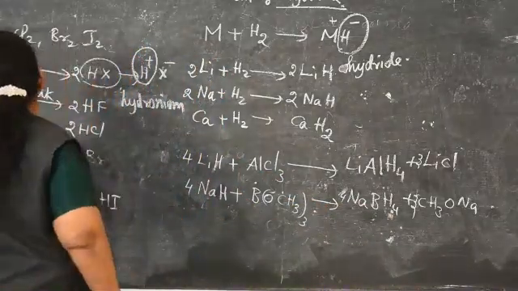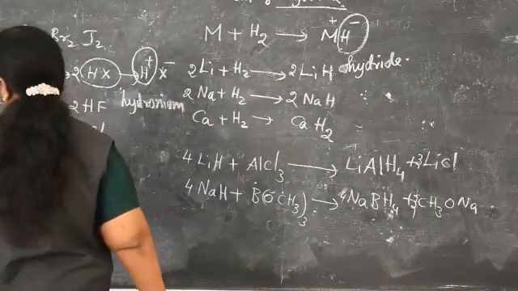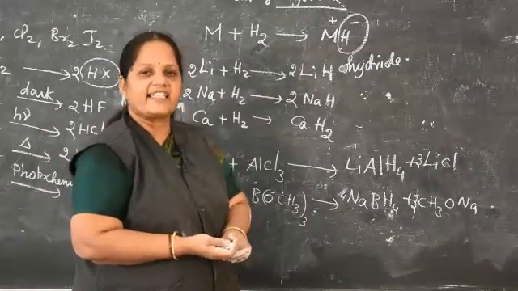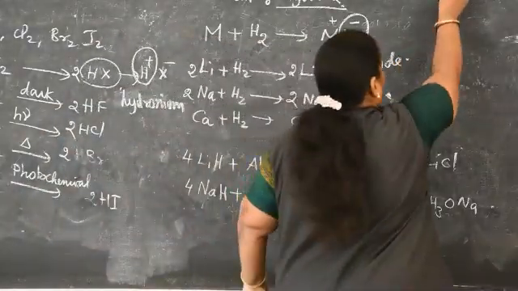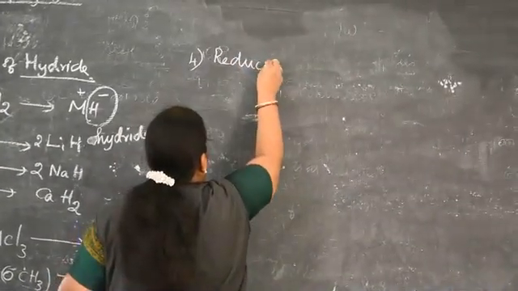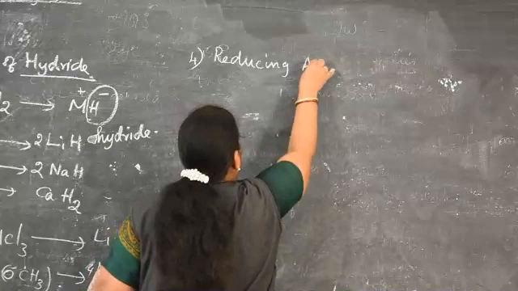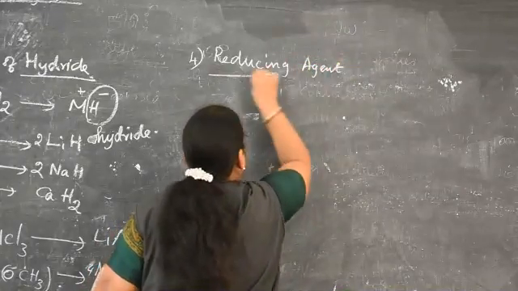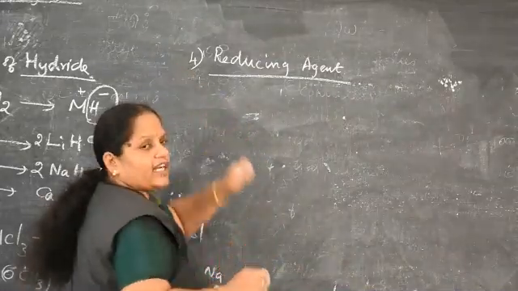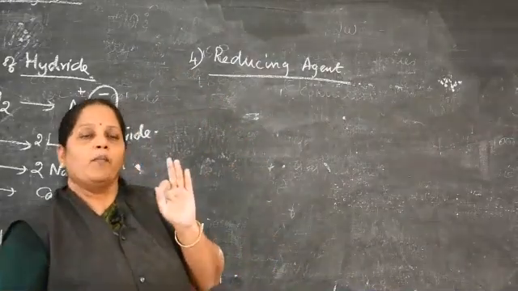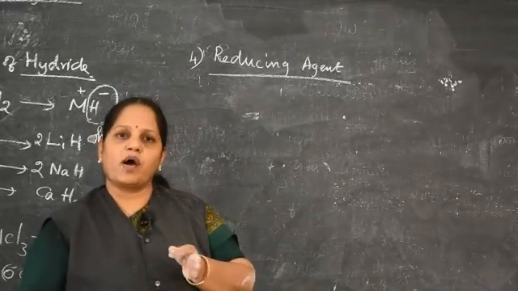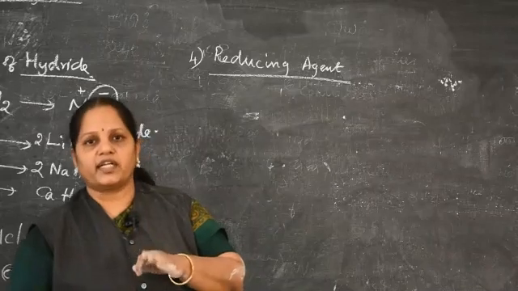Okay, next we discuss the next property. It also acts as a reducing agent. The fourth property of hydrogen: it acts as a reducing agent. How does it act as a reducing agent? Listen. Unsaturated compounds. What are unsaturated compounds? Compounds with a double bond or triple bond between carbon atoms are called unsaturated compounds.